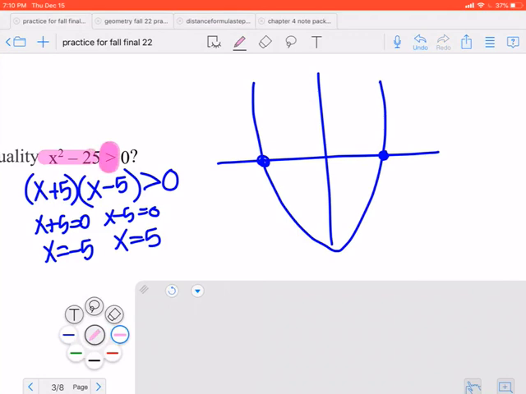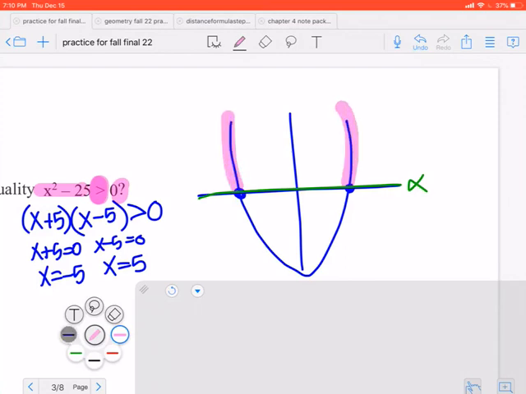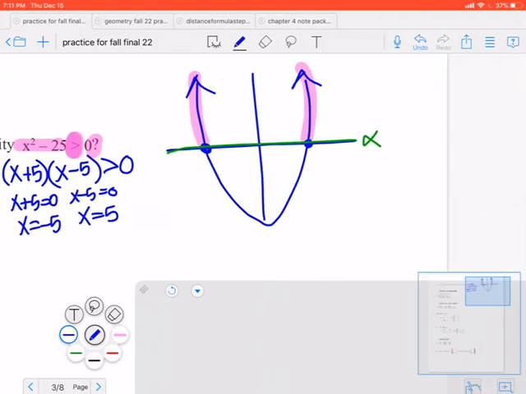Parabola is greater than 0. So where is this parabola greater than 0? That means it's talking about the x-axis. It is greater or above the x-axis. I didn't put arrows on my parabola. In 2 separate sections. So we've got to say those x values of the 2 separate sections.